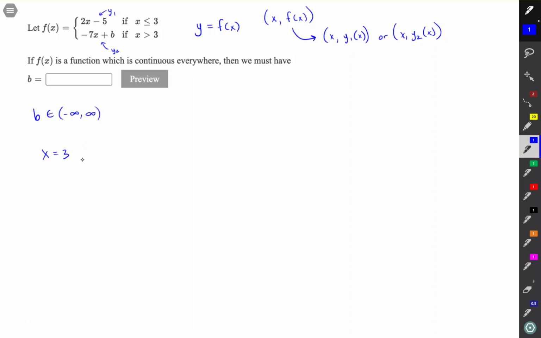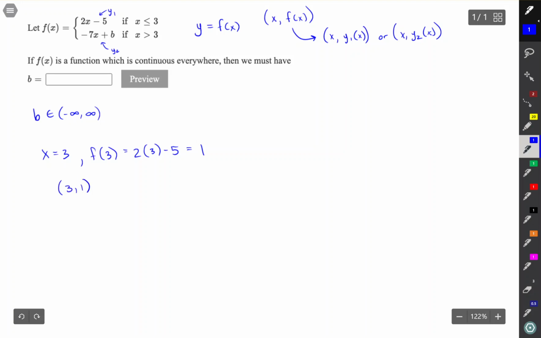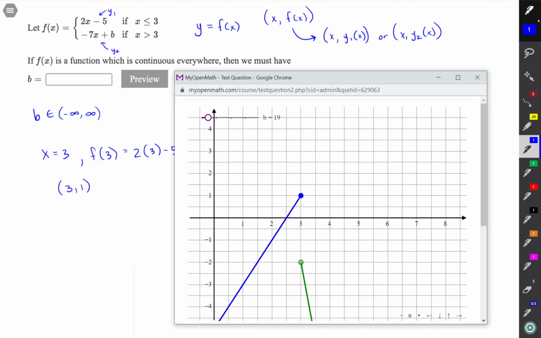So that's my x value. f of that is going to be 2 times 3 minus 5, which is 6 minus 5, or 1. So that particular point has the coordinates 3, 1. And that is a constant. That's always going to be the same. What we want is the graph that's in green to also contain the point 3, 1. So if it also starts at the point 3, 1, then we will have a continuous function. Let's see how we can make that happen.